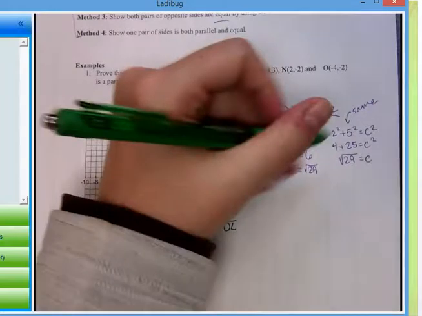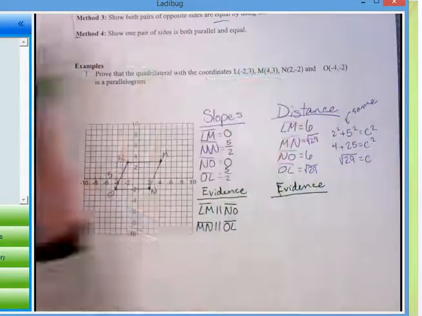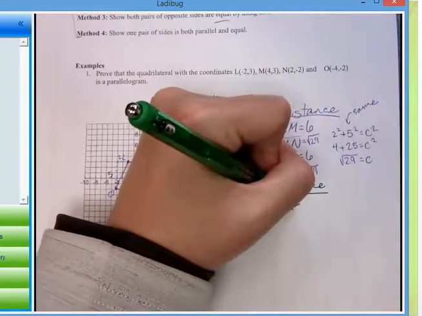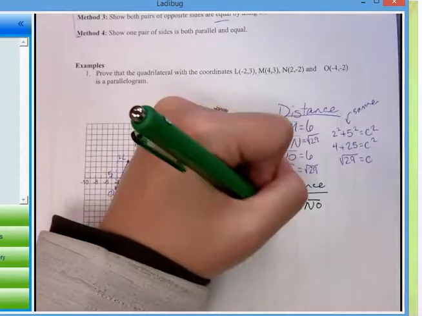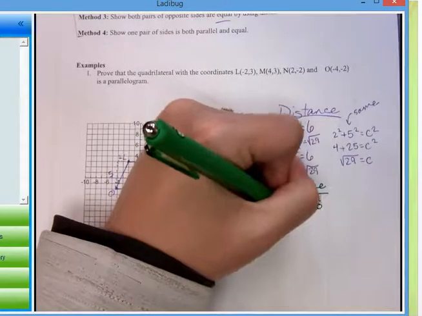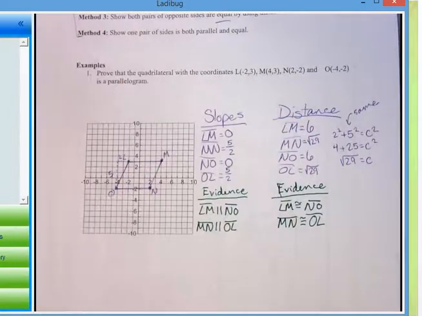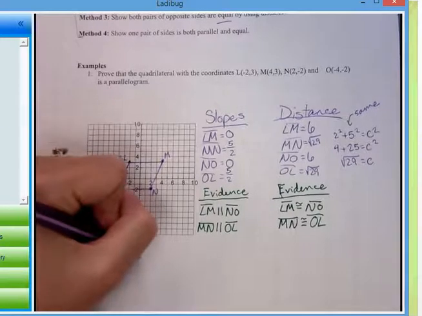So, what evidence do we have? We know that LM is the same as NO, so it's congruent to NO. We know that MN is congruent to OL. So that's what finding the distance has proven. Alright, now we need to find the midpoints.